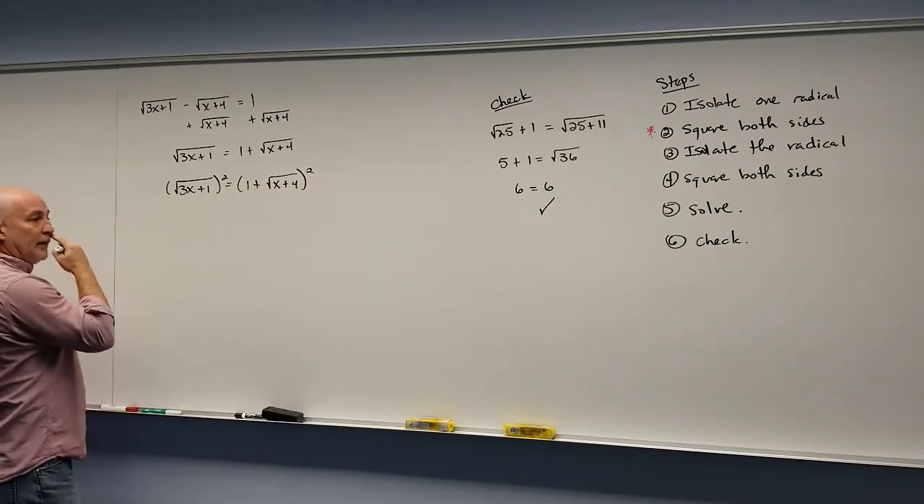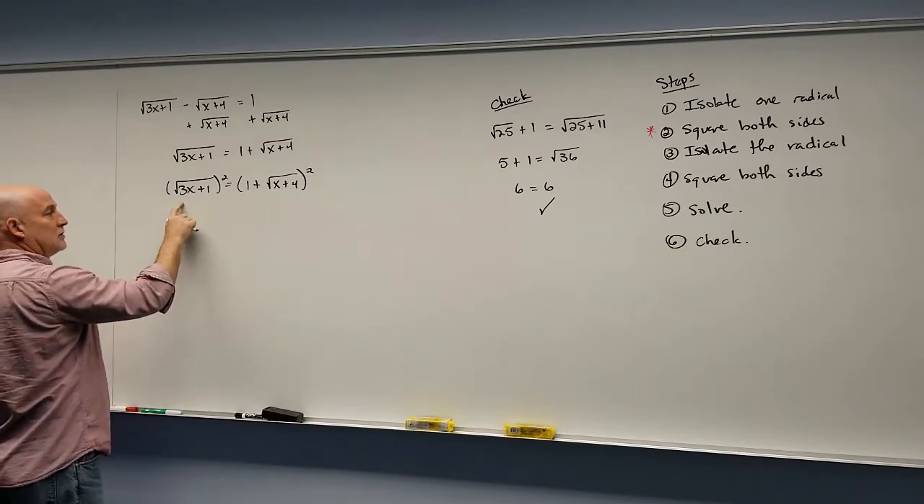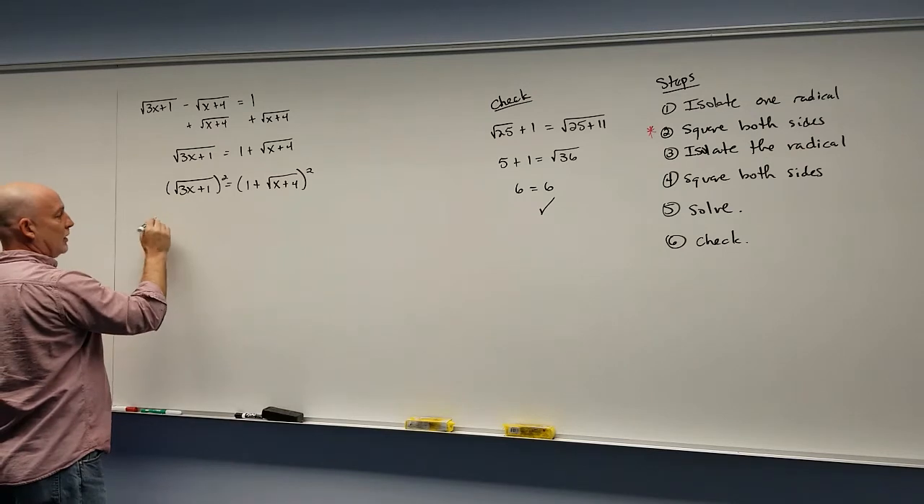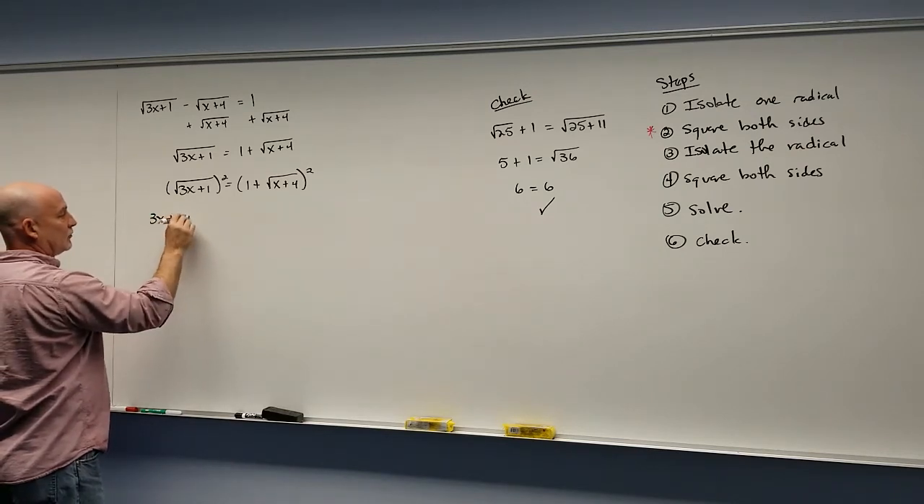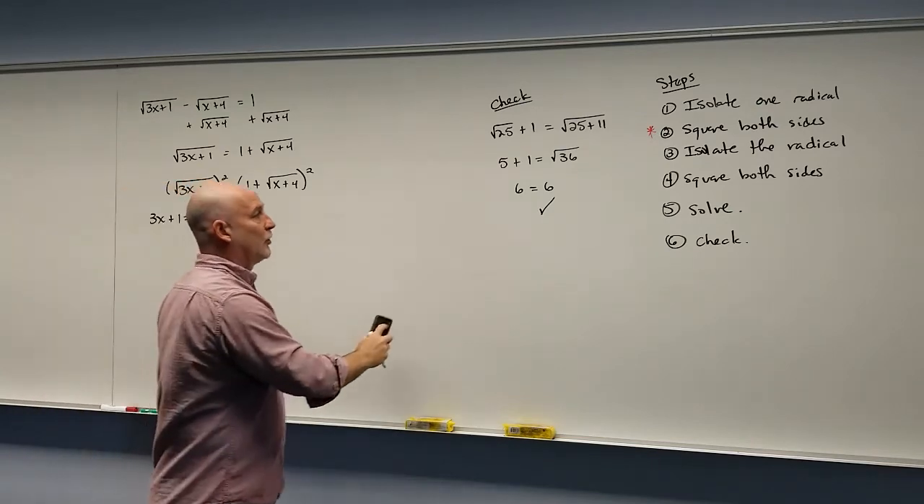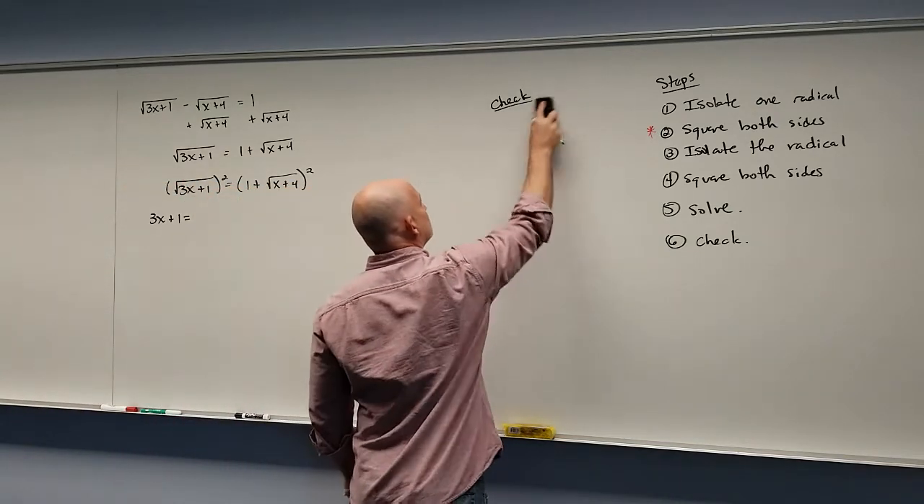Now again, notice the big difference between the two sides. On this side, I have a square root being squared. There's only one term in here, so I can just square that one term, and I end up with 3x plus 1. On this side, I have two terms inside those parentheses. So I need to distribute that out.